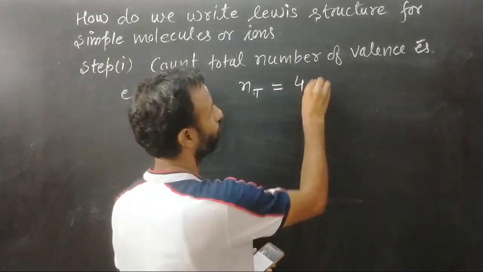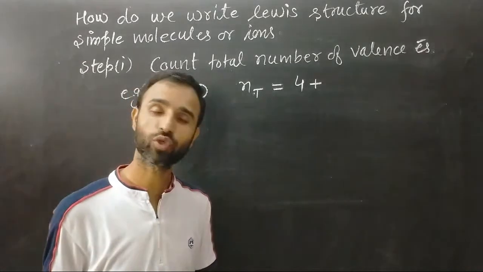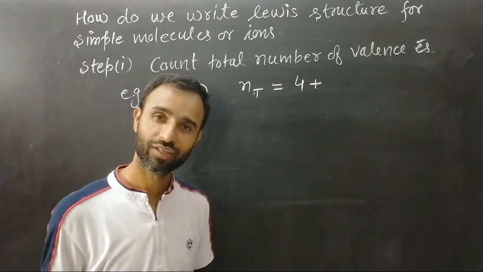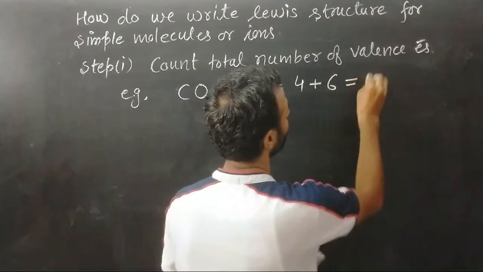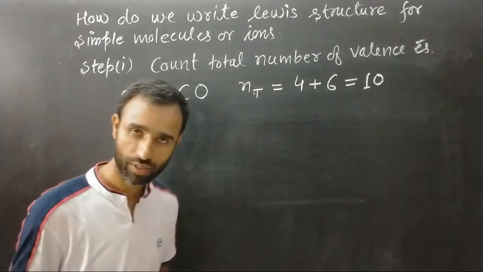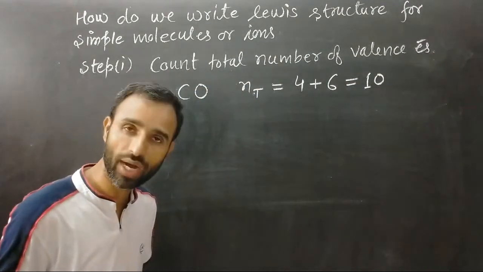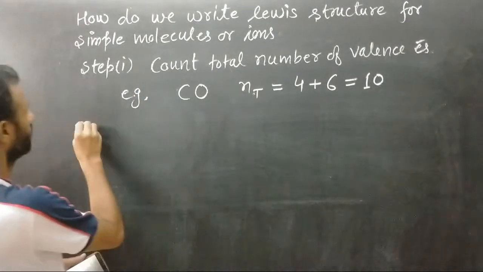carbon has 4 valence electrons. Oxygen, atomic number of oxygen is 8, so 2 for helium and the rest 6. Total valence electrons are 10. This is the first step. Whenever we have a molecule or ion, we will calculate the total number of valence electrons.